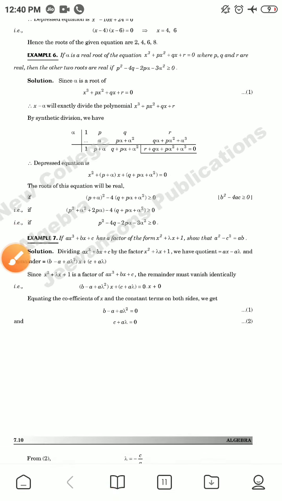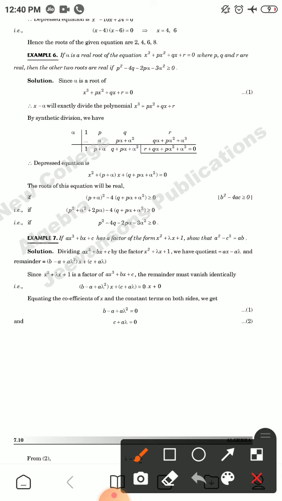Now example number 6. If alpha is a real root of the equation x raised to power 3 plus px square plus qx plus r equal to 0, where p, q and r are real, then the other two roots are real if p square minus 4q plus 2p alpha minus 3 alpha square is greater than or equal to 0.